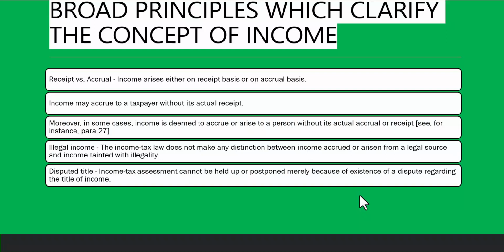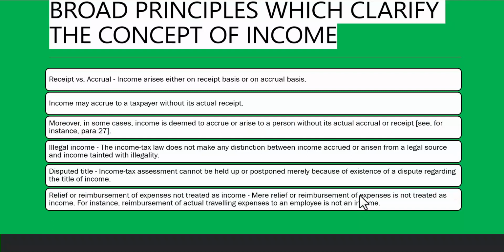Disputed title. Income tax assessment cannot be held up or postponed merely because of the existence of a dispute regarding the title of income. Suppose I have earned rent on a property. The property is disputed by brothers. They say that the property belongs to them, it is not my property. But currently I am getting the rental of the property. I have to pay tax on it. I can't say that it is a disputed title, so I will not pay tax on it.